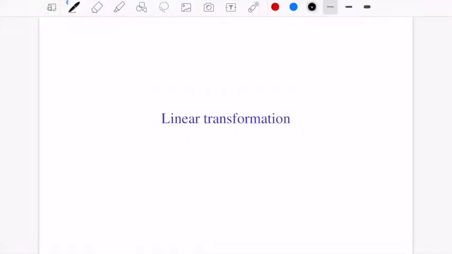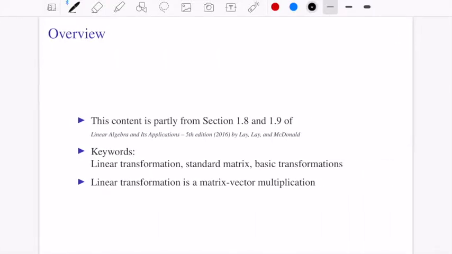Hello everyone. This part is linear transformation. It's from sections 1.8 and 1.9. We're going to learn what a linear transformation is and what we mean by the standard matrix for a given linear transformation. Of course, we want to identify the standard matrix for each linear transformation.